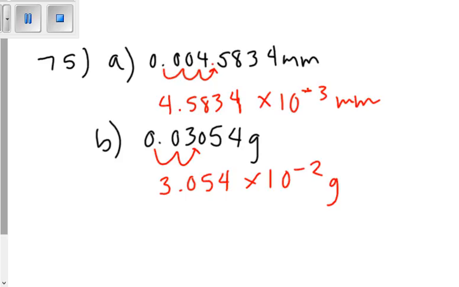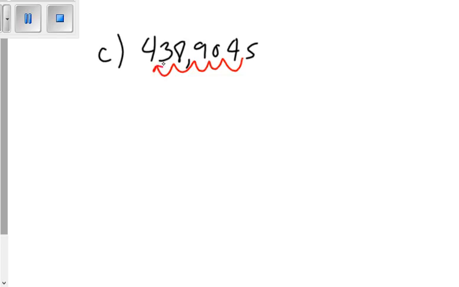All right, and moving on to C. Let's go ahead and open another page here. C, now you're taking a bigger number and you're making it a small number. So you're going to move the decimal place over in the opposite direction. So if this number had a decimal, it'd be after the 1 place there, after the 4. So move that over 1, 2, 3, 4, 5 to get that number between 1 and 10. So now I have 4.38904 times 10 to the 5th seconds. So because that number was a bigger number, I'm going to have a positive exponent value there.